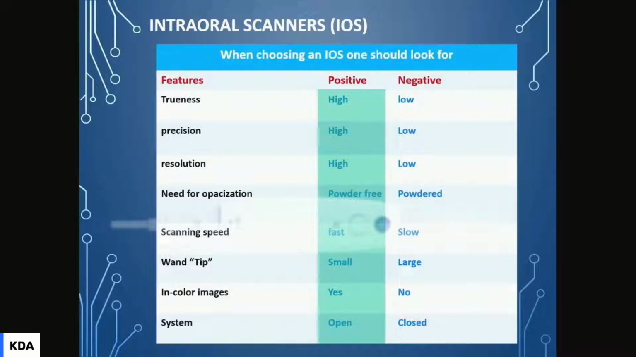And it also should be colored. Now, new scanners have the ability to reproduce colored images or colored 3D entities. So we can differentiate between caries, we can differentiate between hard tissue, soft tissue, etc. And it should be an open system. And I will be talking about open and closed systems later on in the presentation.